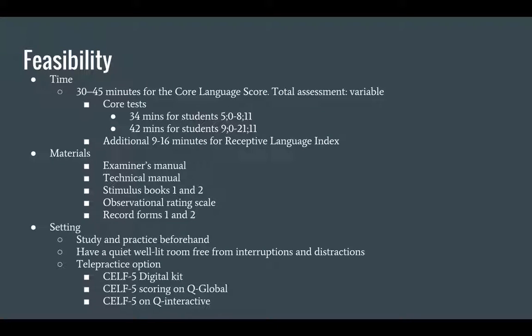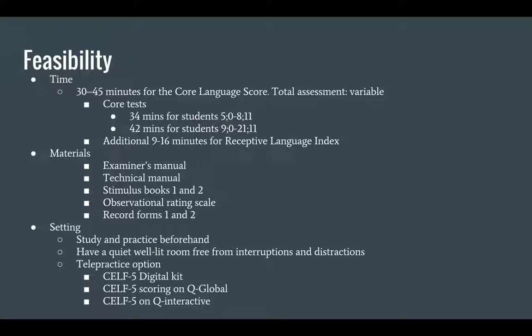So regarding the feasibility of the test, in order to obtain the core language score, it takes about 30 to 45 minutes. The entire assessment, though, is quite variable. The core tests for students who are ages 5 to almost 9 take about 34 minutes, and then a little bit longer for the older students, ages ranging from 9 to almost 22. You have to factor in an additional 9 to 16 minutes for the receptive language score.